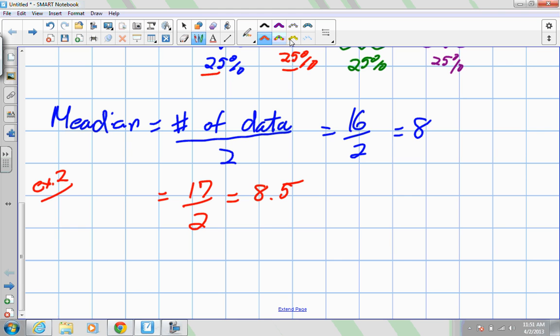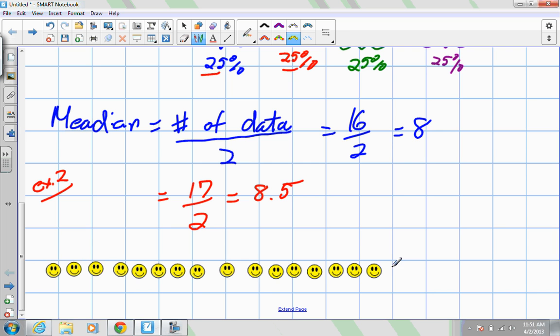Let's say we have 17 pieces of data. So here's 1, 2, 3, 4, 5, 6, 7, 8, 9, 10, 11, 12, 13, 14, 15, 16, 17. Okay. Now remember they said 8.5. Well, there is 1, 2, 3, 4, 5, 6, 7, 8 pieces of data here. This will be considered our 8.5.